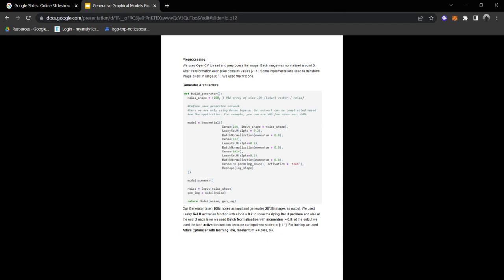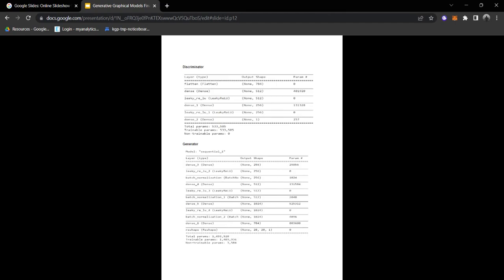For training we use Adam optimizer with learning rate equal to 0.002 and momentum equal to 0.5. Had we transformed the image into range 0 to 1, in the last layer we would have used the sigmoid activation. Now, this is the model summary of the discriminator and generator. We can see there are about 500,000 parameters in the discriminator and 1.5 million parameters in the generator.